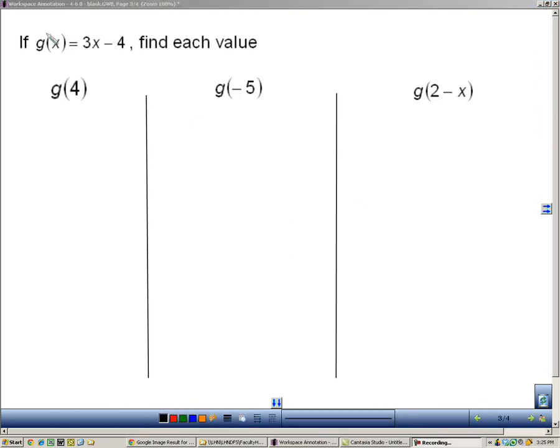Here we have another function. This time notice the function is named g. So we would say this function is g of x, and g of x is 3x minus 4. But it doesn't change what we do. Whatever's in the parentheses goes in place of the x after the equal sign.